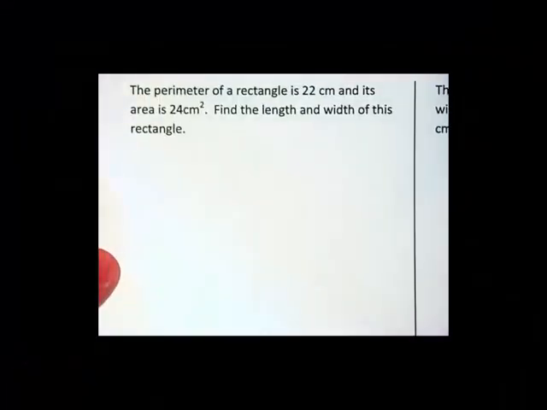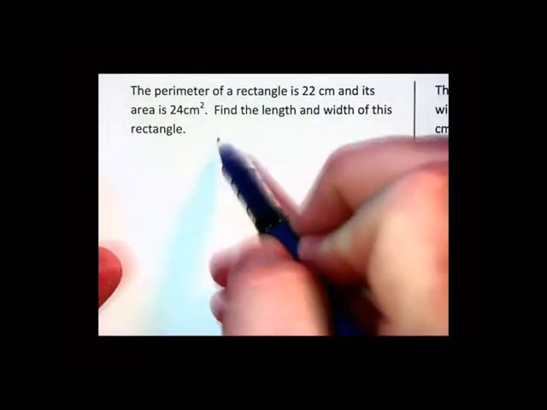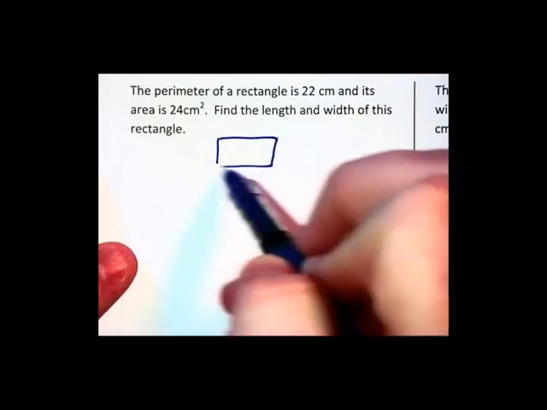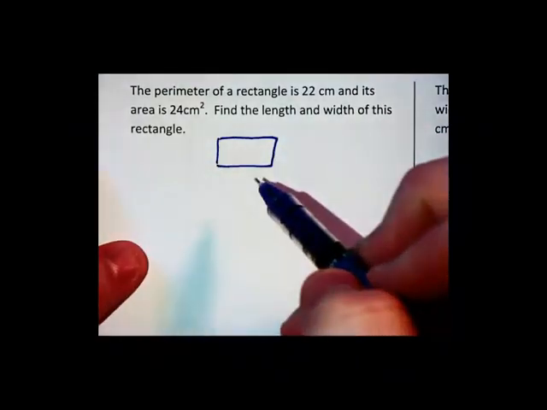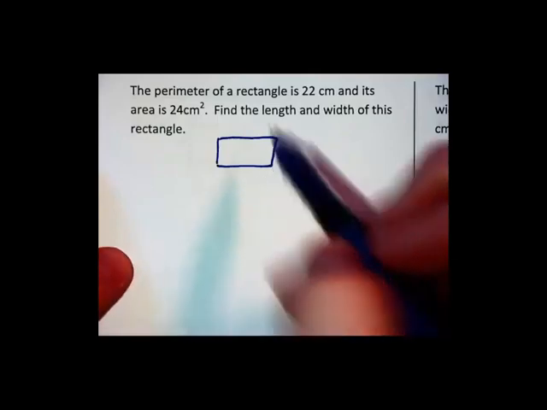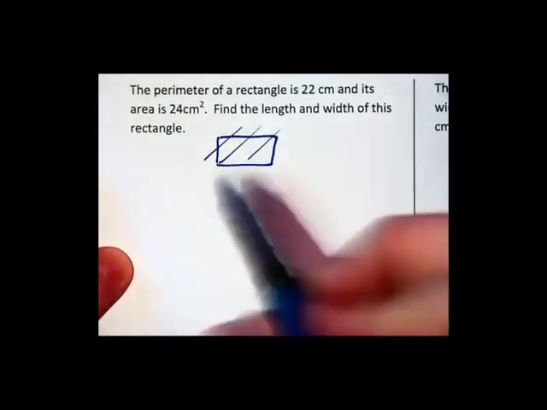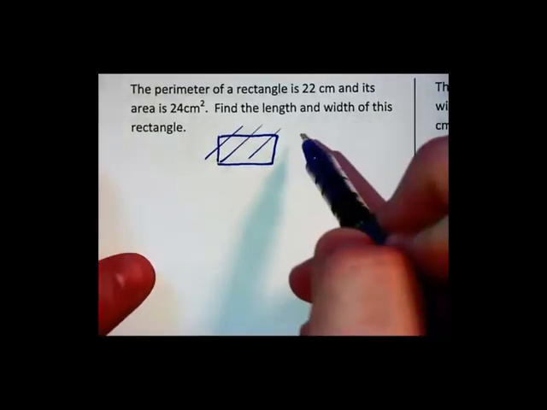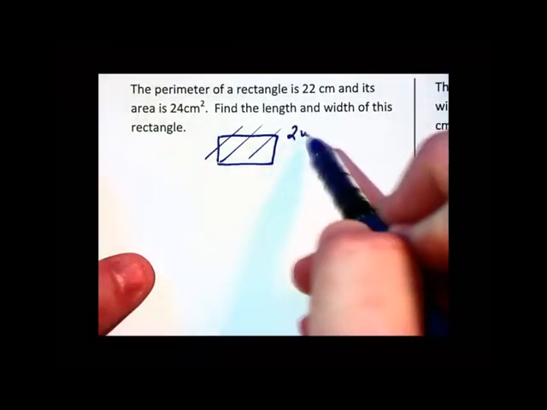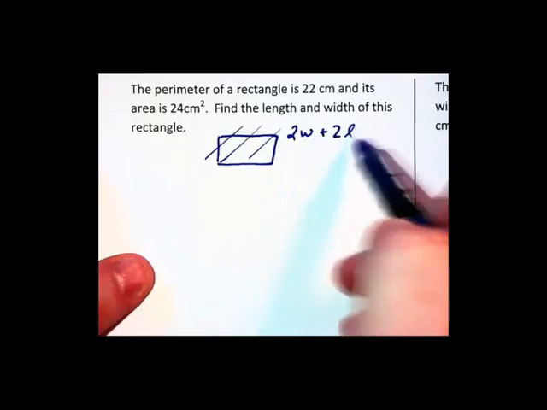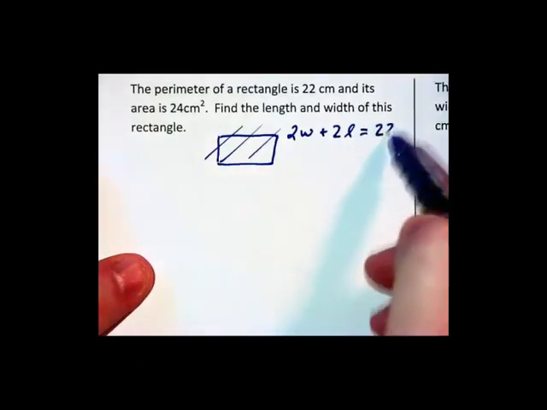Perimeter of a rectangle. I always like to draw a rectangle out. The perimeter is 22 and its area is 24. Okay, that helped me not at all. Perimeter is 22. That tells me 2 widths plus 2 lengths is 22.